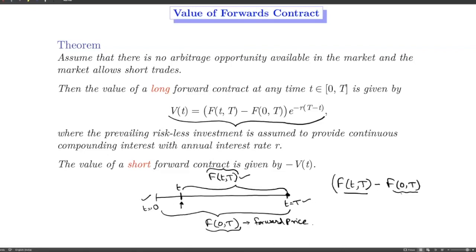So the value is something like a present value. Why? Because f of t comma T minus f of 0 comma T is the value on the expiration date, right? But the question is, what is its value today? That is why you are looking for a present value formula. So you discount it with a prevailing interest rate over that period, right? So that is what it says as the value of your forward contract. Well, it is very intuitive as far as our knowledge in the present and future values are concerned.